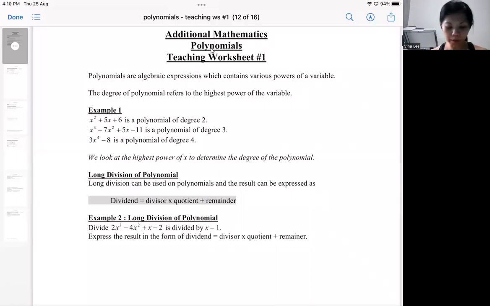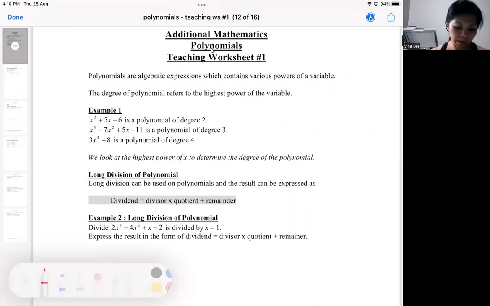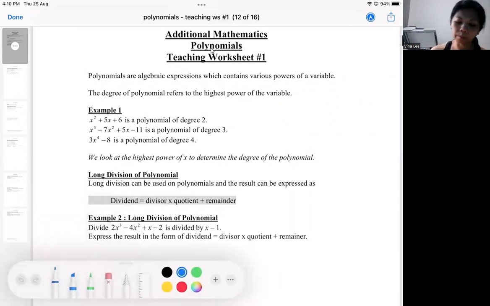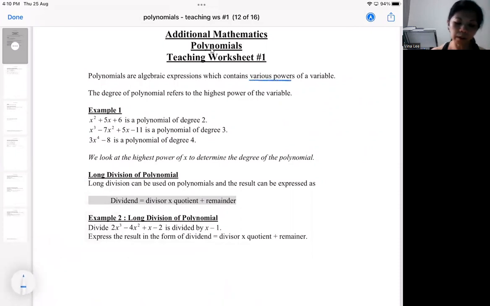For polynomials, one of the most basic things will be doing long division with polynomials. First of all, polynomials are algebraic expressions with a variety of powers. There are a lot of powers, x squared, x cubed. That is the idea of a polynomial. And because of the variety of powers, when we say the degree of a polynomial, we refer to the highest power.